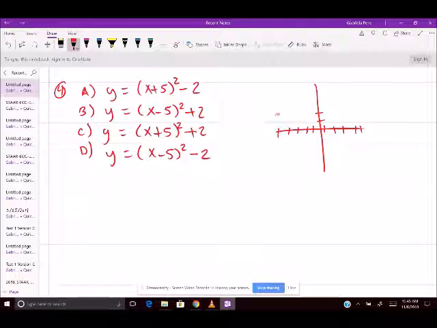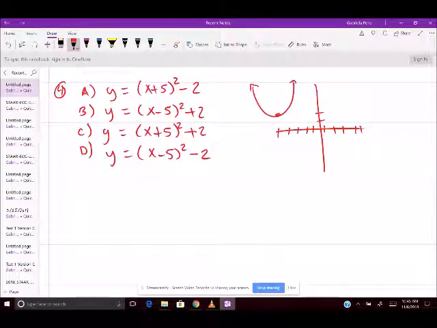So in this problem, let's say we had a graph maybe around here, and it opened up like this, right? So they are going to give you a picture in number 4 on your quiz, and you're going to decide which of those equations it is. It is easy for you just to plug it into the calculator, but please use what we've learned.